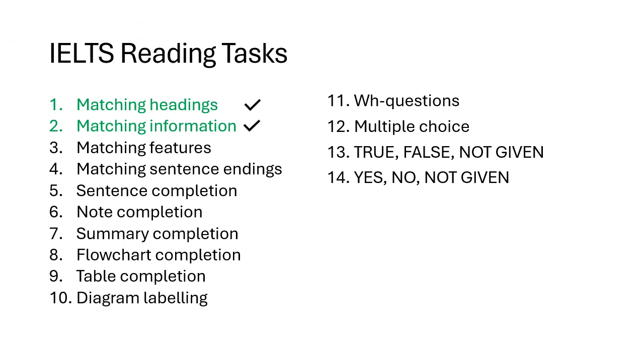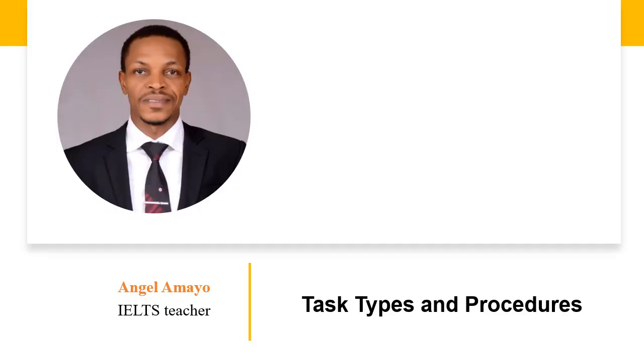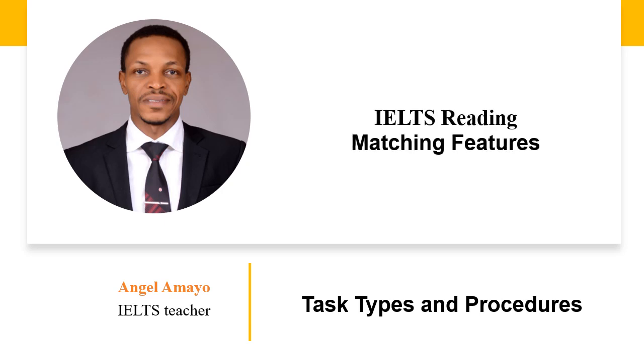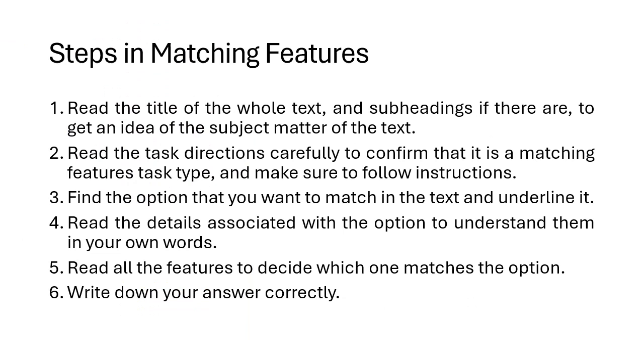There are a total of 14 task types in IELTS Reading, as you can see on your screen. In my previous videos, I demonstrated the procedures for tackling matching information and matching headings. In this video, I'm going to show you the steps you can take to tackle the matching features task type. There are 6 steps you can take to complete each task in matching features.